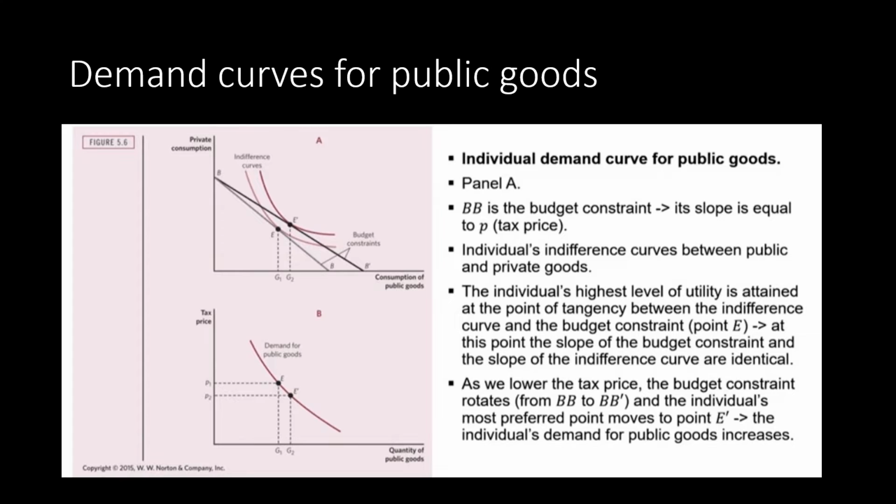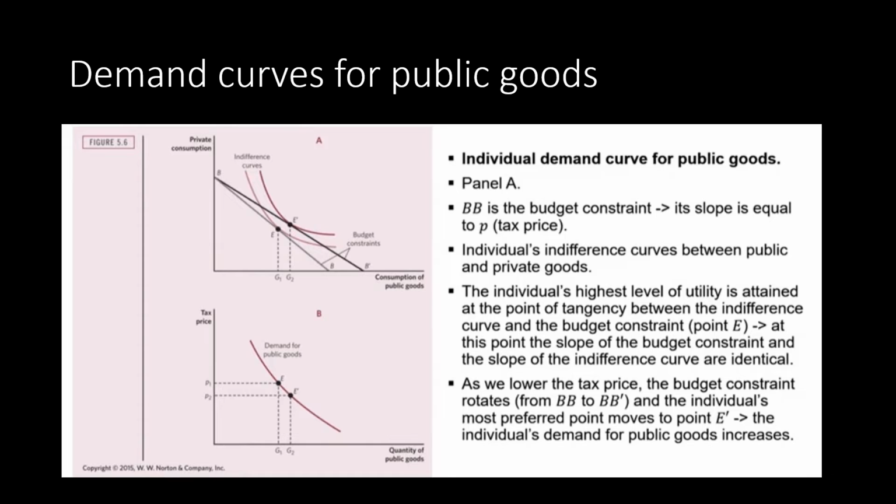We looked at them in our classes, so you know what indifference curves are. Then the individual's highest level of utility is attained at the point of tangency between the indifference curve and the budget constraint. So we can see that where the indifference curve and the budget constraint meet, it's the highest level of utility. At this point, the slope of the budget constraint and the slope of the indifference curve are identical.